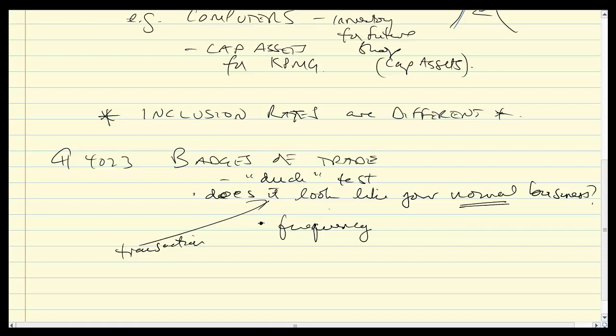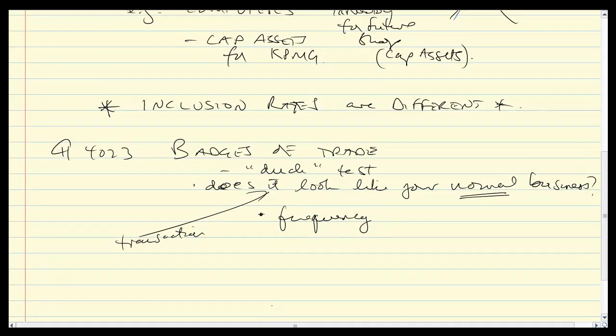If you're in the business of selling apples, you don't buy trees all that often. The nature of the asset itself, relative to your business, so is it something that would normally be used, the appearance of it? So it's basically, in some ways, a smell test. What does it look like? Does this look like the business that you're in?